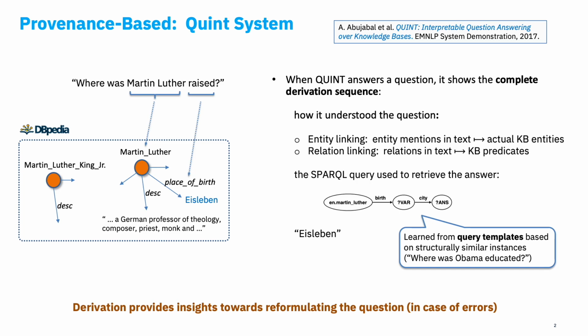As a side note, the SPARQL queries are learned from query templates that are based on structurally similar instances. For example, where was Obama educated is similar to the above Martin Luther question, and the SPARQL query will have a similar pattern in that case. The overall key point about the Quint system and provenance-based systems in general is that the derivation sequence provides insights into what went wrong in the case of errors, and also hints on how to reformulate the question.